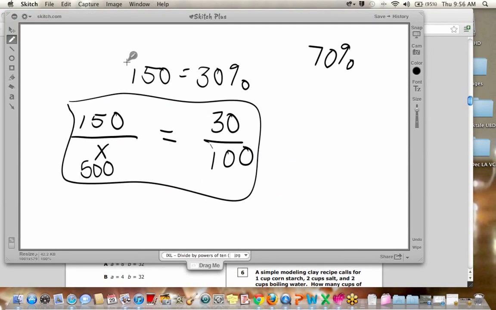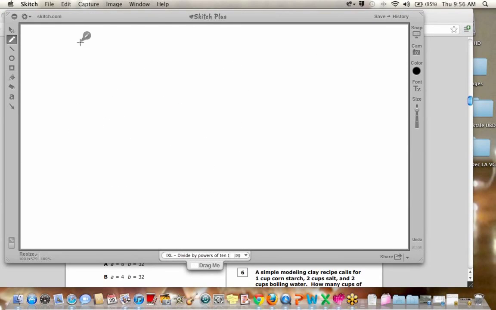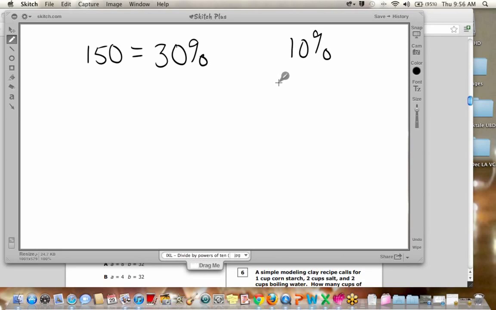Let me just show you another way to work out a problem like this. Okay, let's wipe this clean. So 150 equals 30%. Really, what I can do, I can figure out what 10% is. And if I know what 10% is, I can say 10%, 10%, 10%, and add it up. And it becomes pretty easy. So just kind of ignore this percent sign for now. What is 150 divided by 30?